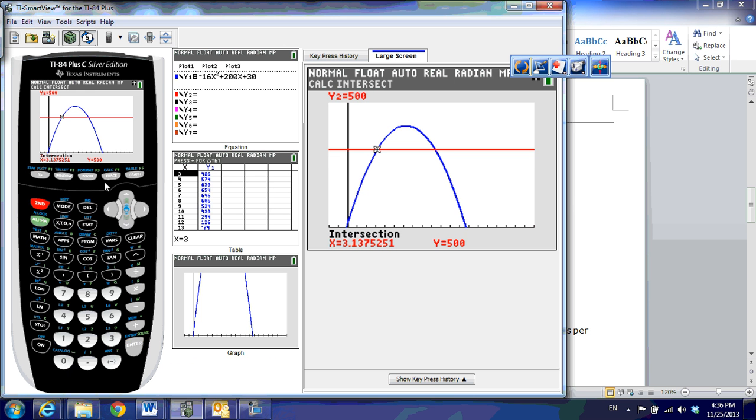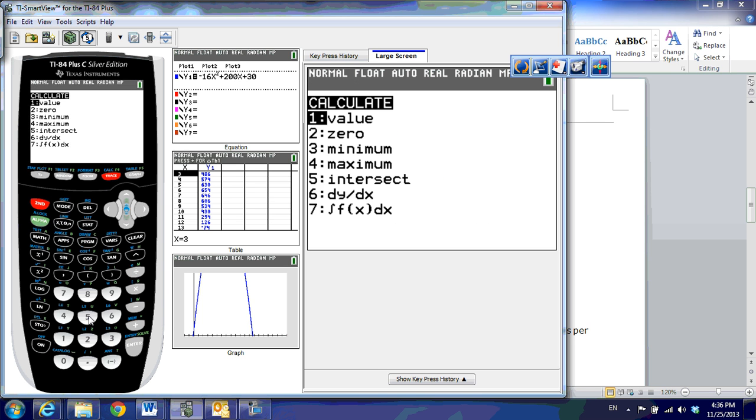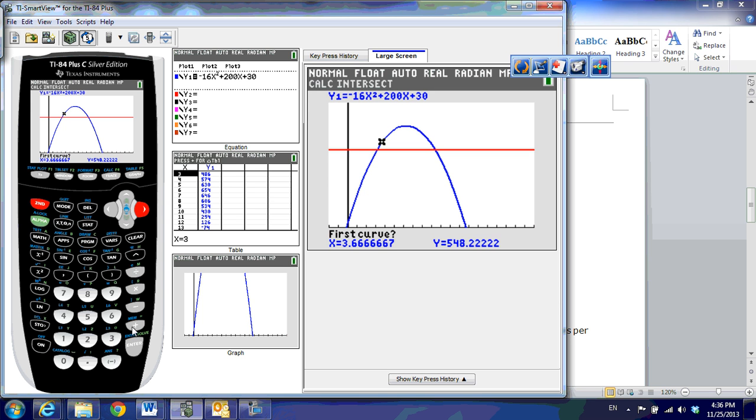And then I want to do this again. I want to come up with the other time. First curve, yes. Second curve, yes. And then I got to arrow over to the right. As long as you're more than halfway across there, it should work just fine. 9.36. All right.